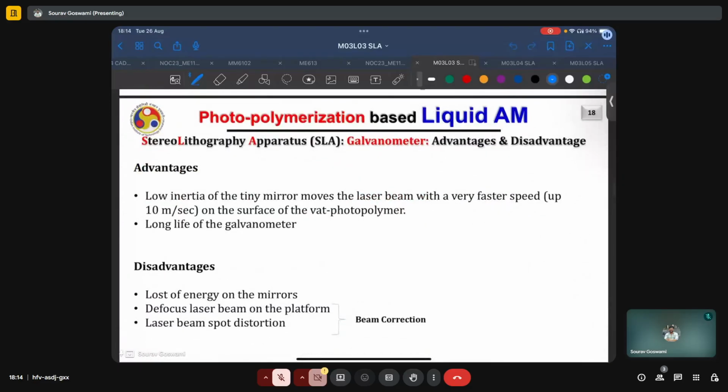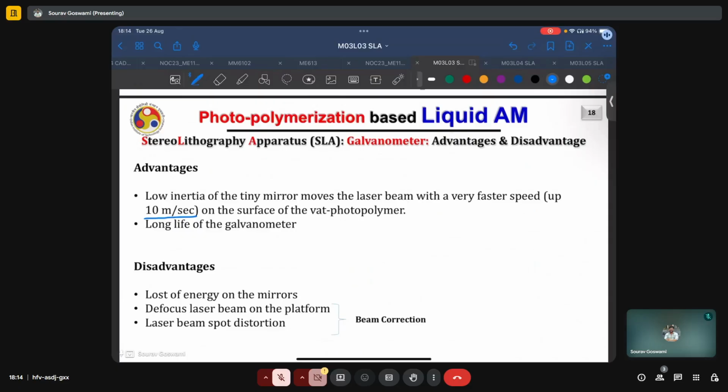What we should be talking about, however, is the advantages and disadvantages of using a galvanometer as the scanning system. The primary advantage is the very low inertia of the mirrors, which can move the laser beam at very fast speeds. A typical order is mentioned here, which is 10 meters per second on the surface of the vat of photopolymer. And second is the long life of the galvanometer, which is because of the low inertia. Even though it consists of moving parts, basically mounted on a motor, still, because of the low inertia, it is able to sustain very long lives.